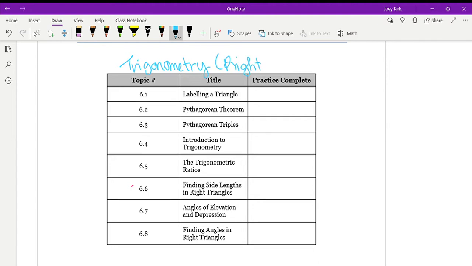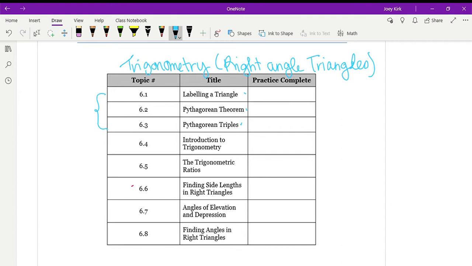So right-angled triangles, I'll explain a bit more what I mean by that. Or you might already know what I mean by that, but we're not going to look at anything other than a right-angled triangle. Okay, so there are 8 topics. We're going to go through labeling a triangle, looking at the Pythagorean theorem, Pythagorean triples. So this will probably be what I cover in this video just because it all goes together very well. So 6.1 to 6.3 I usually cover together, and that's what I'll do in this video.